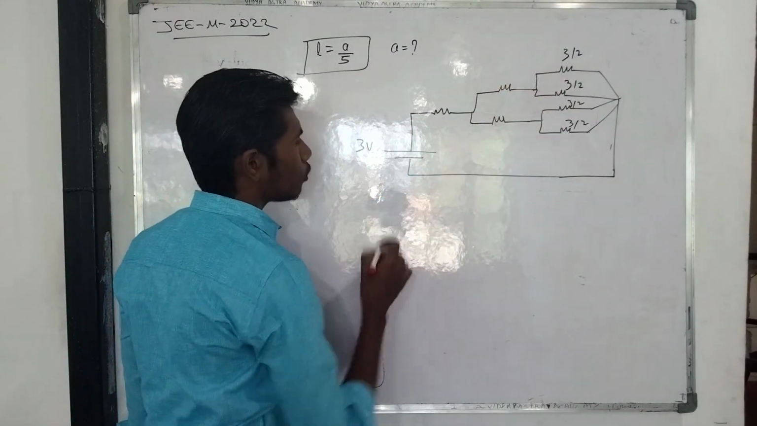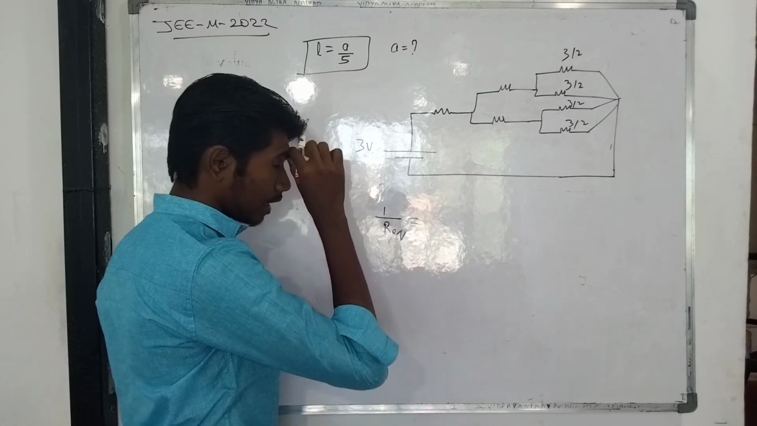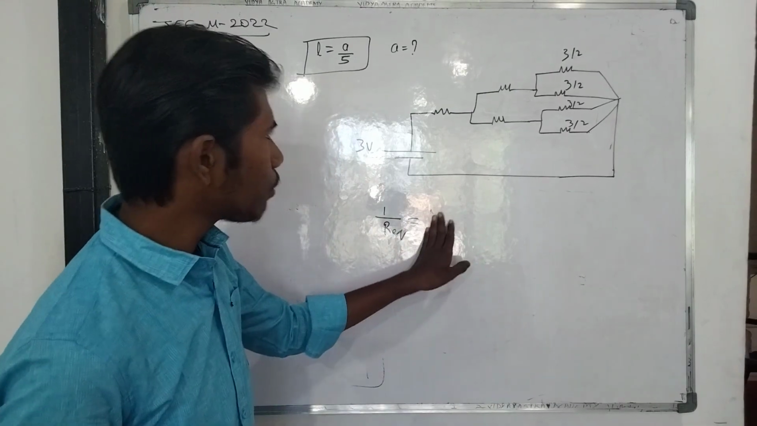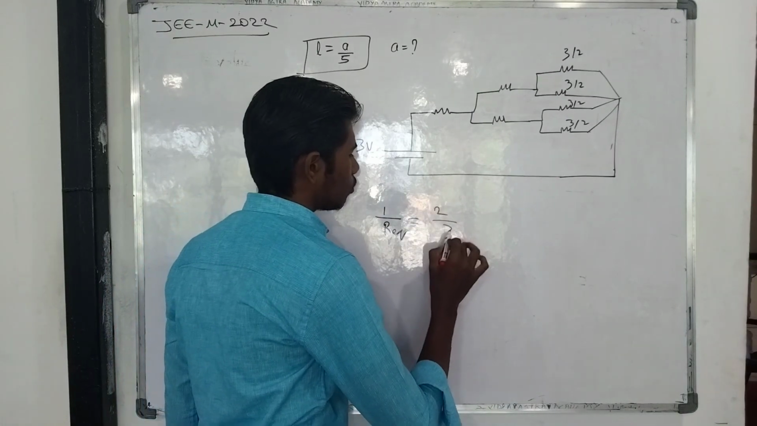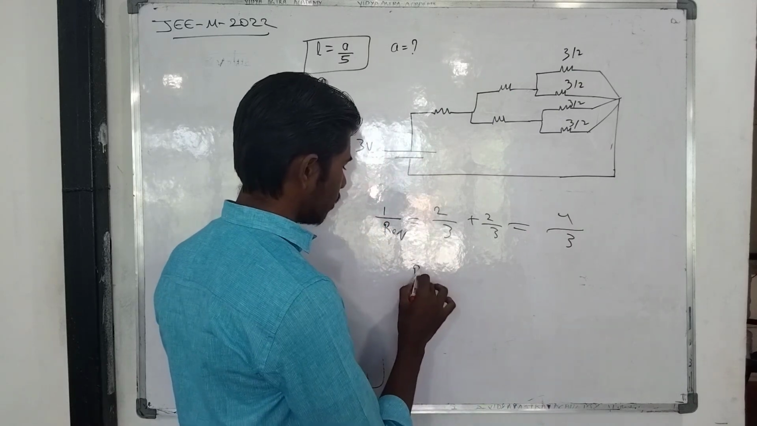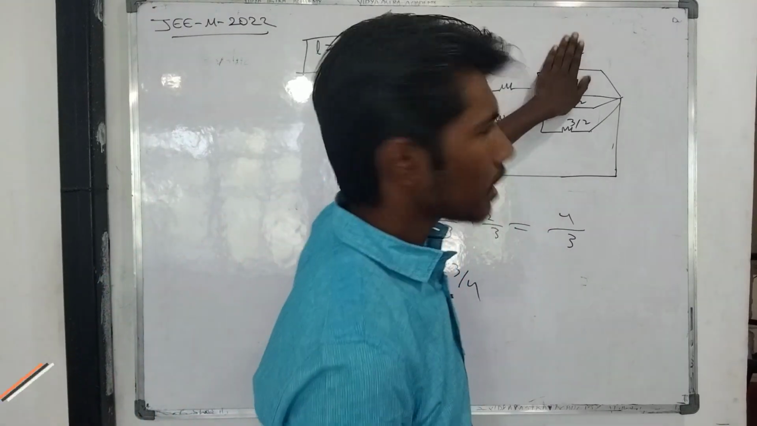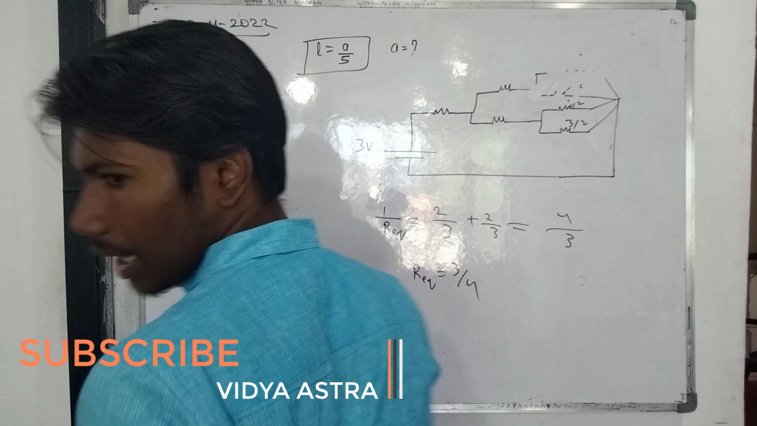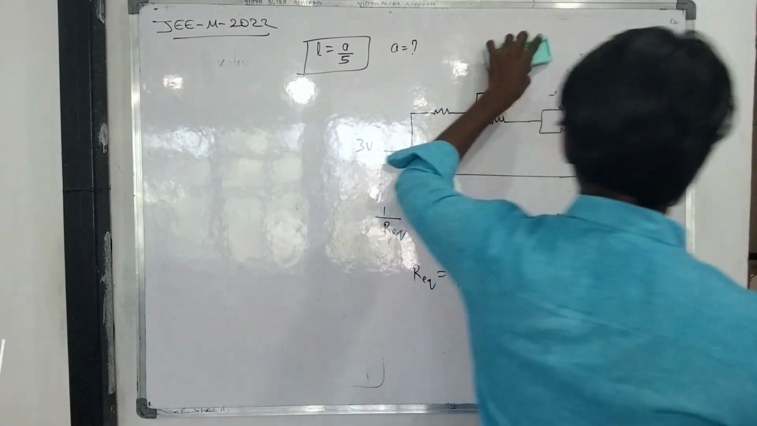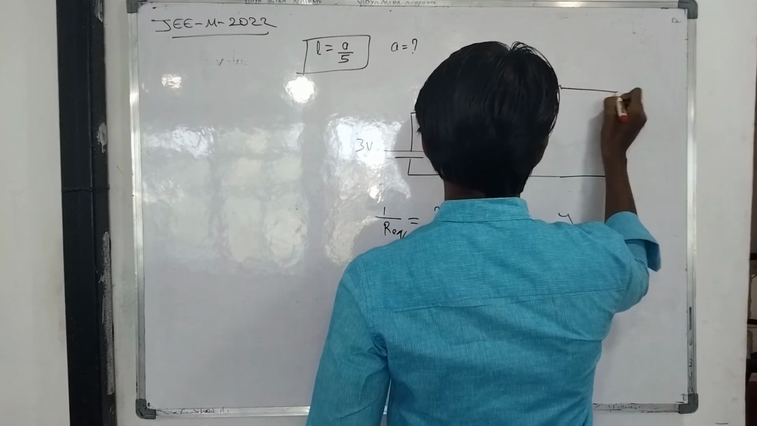Now here we can see the 3 by 2 ohms are in parallel connection. So 1 divided by R equivalent will be equal to 1 divided by 3 by 2 plus 1 divided by 3 by 2. We can directly write 2 by 3 plus 2 by 3, that is equal to 4 by 3. So R equivalent, what is the value of R equivalent, is 3 by 4. So I can remove these two resistors over here and place one resistor of value 3 by 4 ohms.